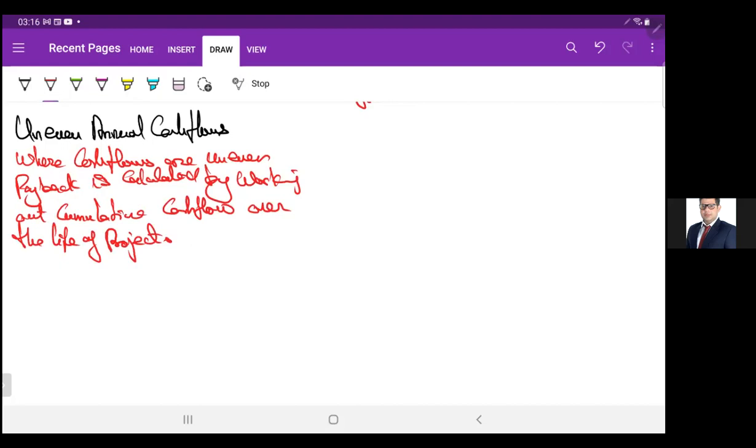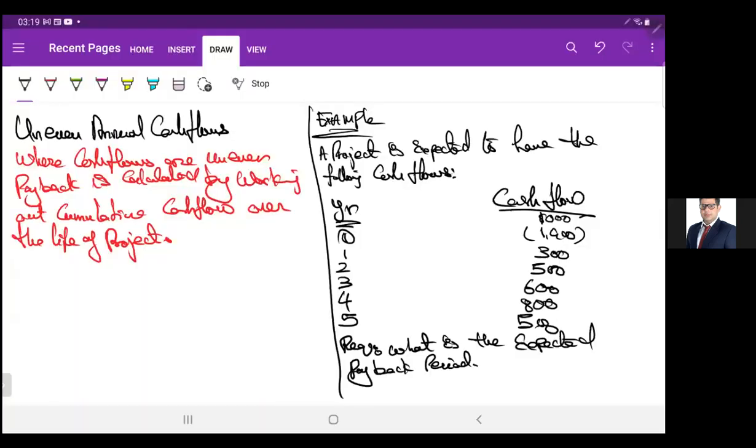And how will we do that? Again, for it, we have an example. Let us do that. So guys, here is an example in front of you. A project is expected to have the following cash flows: in year zero, it is a 1900 investment. In year one we'll get 300. In year two we will get 500. In year three 600. Year four 800. Year five 500. What is the expected payback period? We have to compute, right?